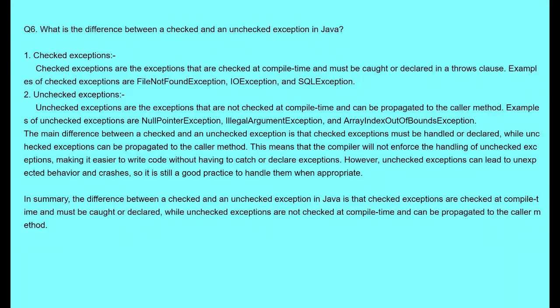2. Unchecked exceptions. Unchecked exceptions are the exceptions that are not checked at compile time and can be propagated to the caller method. Examples of unchecked exceptions are NullPointerException, IllegalArgumentException, and ArrayIndexOutOfBoundsException. The main difference between a checked and an unchecked exception is that checked exceptions must be handled or declared, while unchecked exceptions can be propagated to the caller method.